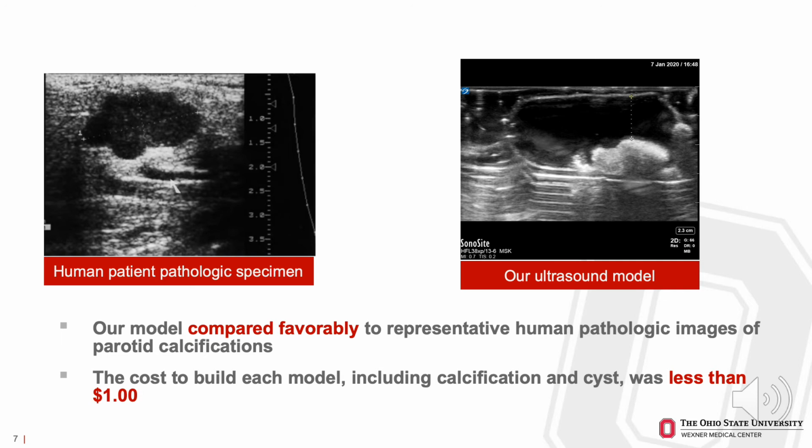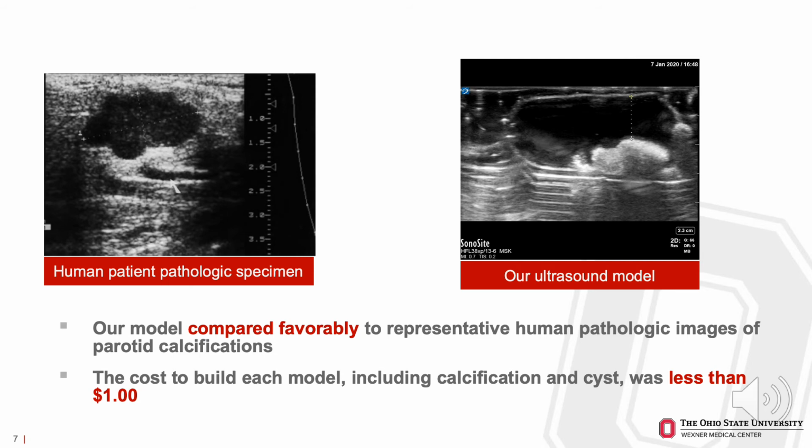So in the human patient, the calcification appears hyperechoic, resting in the far field, the inferior portion of the gland. In our ultrasound model, again, the calcification, although somewhat larger for ease of scanning for our medical students, still rests in the inferior portion, appears hyperechoic, and does have that irregular border consistent with pathologic calcifications within the gland.